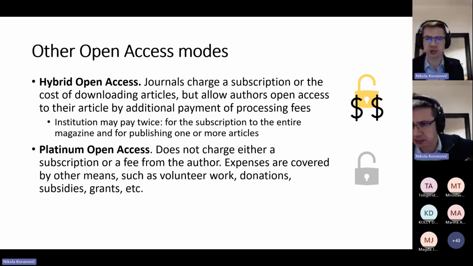Okay, they will not take some money from someone downloading your paper, but they will charge you to give it in open access. Then a good option is platinum open access. It is a good option if it's a good journal with a reputation because it does not charge anything. Most often those journals are, for example, volunteer work.